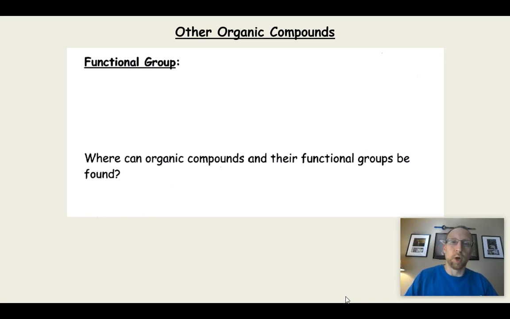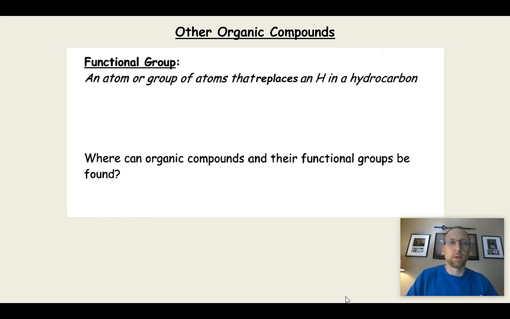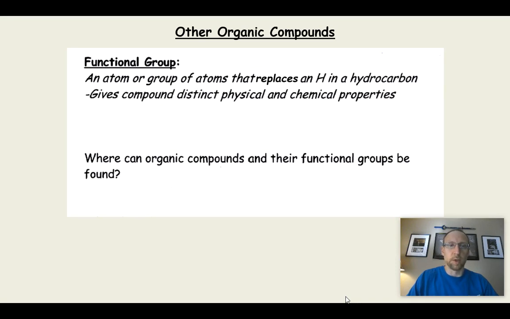So what are the other organic compounds? It's an atom or group of atoms that replaces a hydrogen in a hydrocarbon. So these all kind of build off of the hydrocarbon. That's why we started with those. And now we're just going to build off of those and make all these other types of organic compounds. So these functional groups give the compounds their functions, their distinct physical and chemical properties. That's why we call them functional groups.